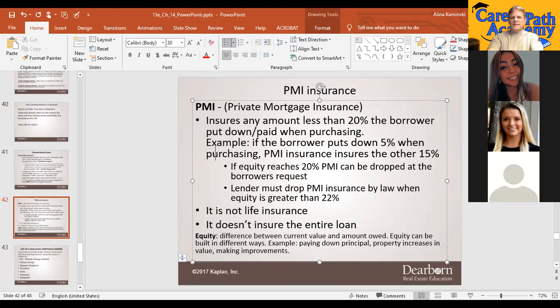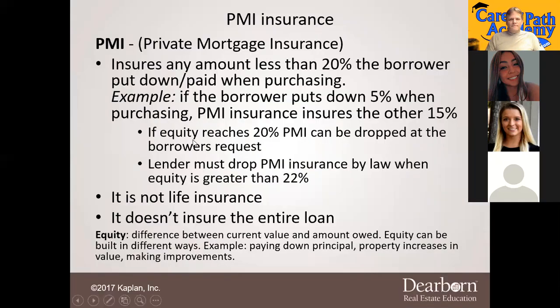Does that make sense now, if I word it like that? I hope so. All right. Now, if the equity reaches 20%, it can be dropped because at that point, PMI is only insuring the amount less than 20% the borrower put down. So when you reach equity of 20%, there's nothing left to be insured.